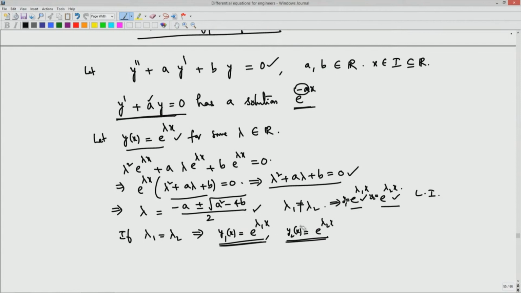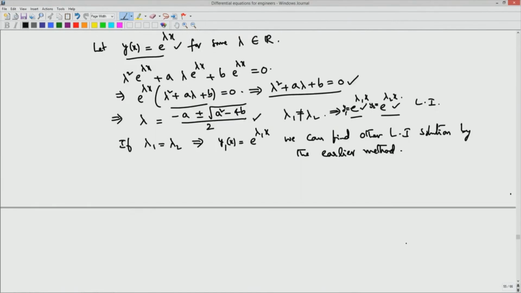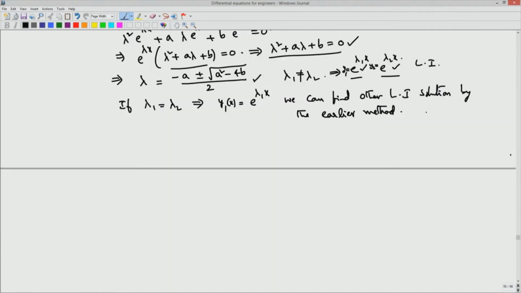So, this we do not take as y2. This is your y1. So, we can find the other linearly independent solution by the earlier method. Using Abel's formula you can find the other solution. So, these are the only two parts you have. So, let us do some examples.